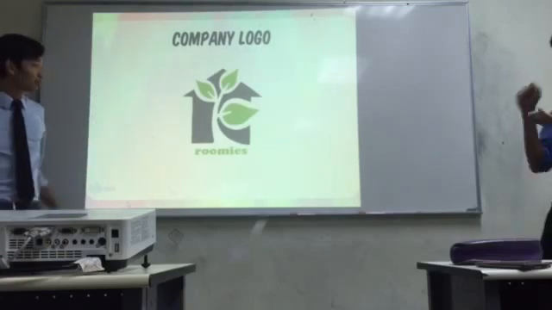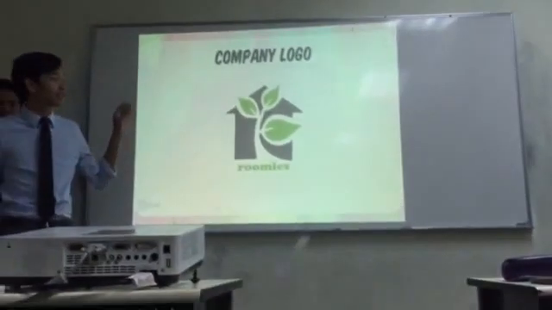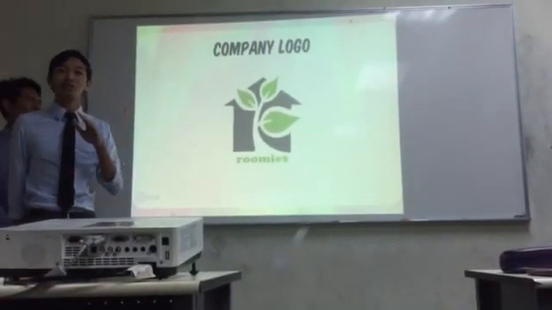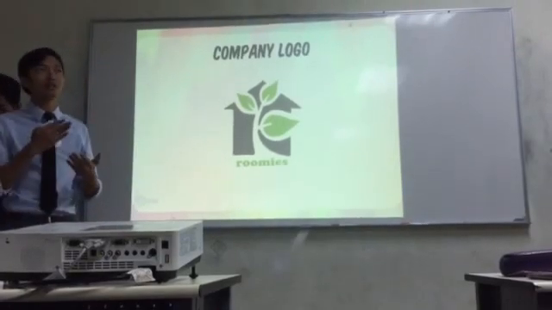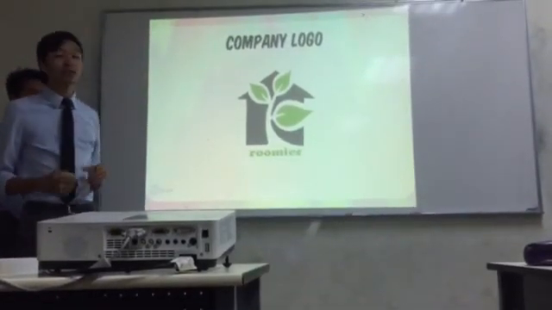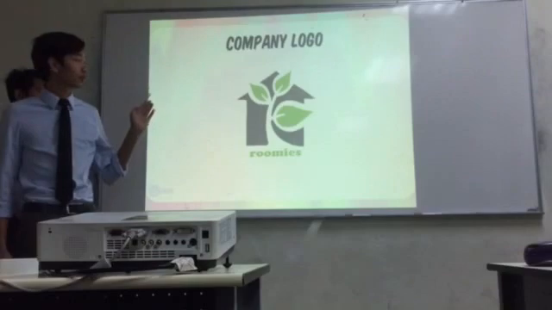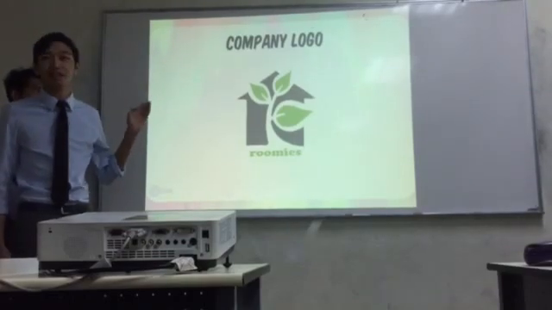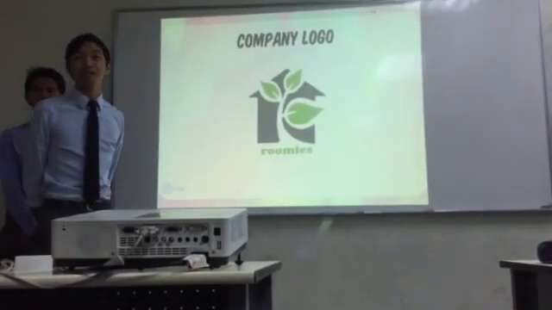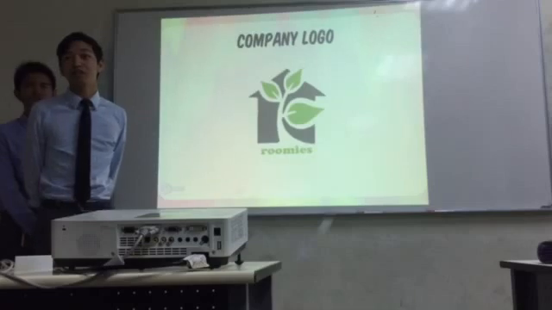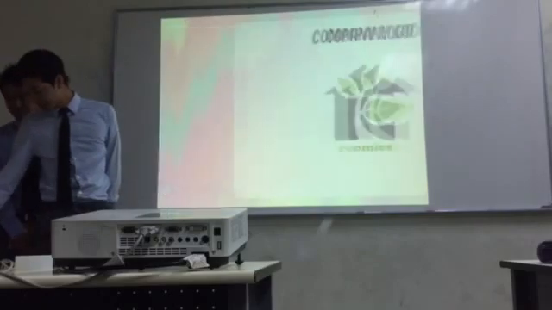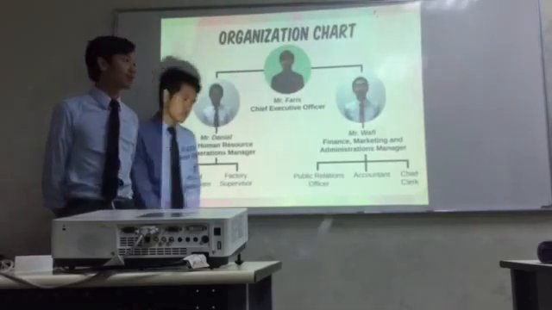As you can see from the slide, there are two elements, the tree and the house. The house means that the company is focused on producing products that are indoor based, and the tree is a symbol that our company wishes to be an eco-friendly company. There is also a hidden meaning: the three leaves symbolize us, the three general partners of the company. Next is the organization chart, which will be presented by Daniel.